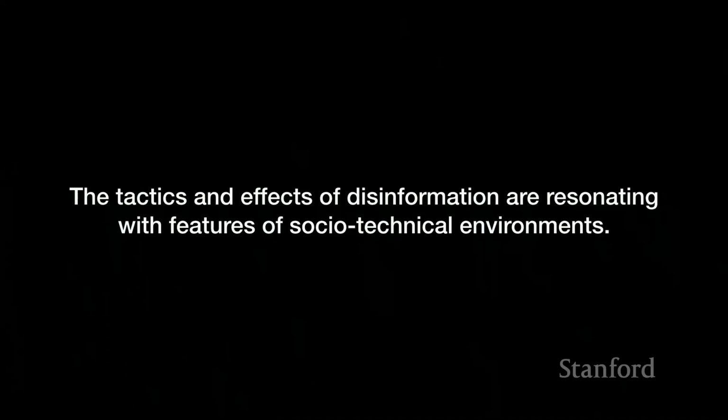I want to start here, that the tactics and effects of disinformation are resonating with features of socio-technical environments. I use the word resonance here purposefully. I don't think social media caused disinformation. They aren't a single root cause of what's going on in the world. They're a factor. The way that these socio-technical systems have taken shape have highlighted some of our vulnerabilities and become a vector of certain kinds of disinformation attacks. Social media didn't start this fire, but they've become the fuel for it.